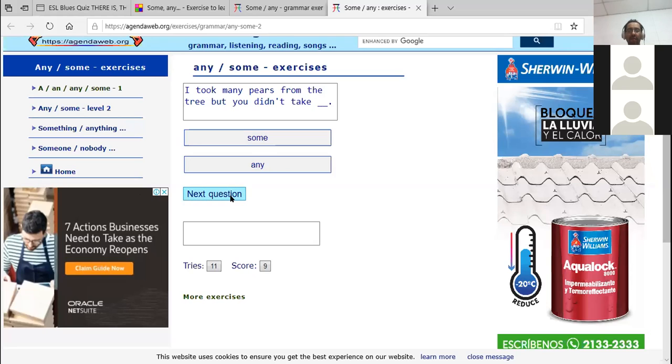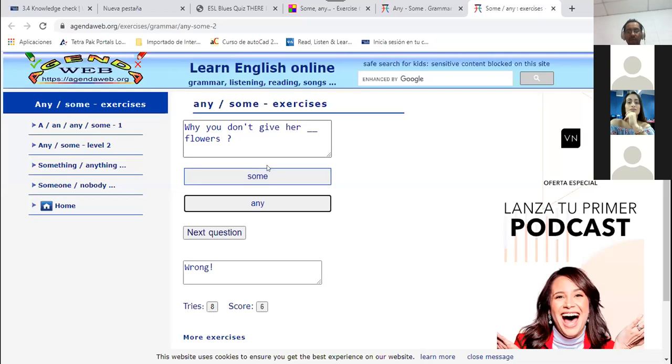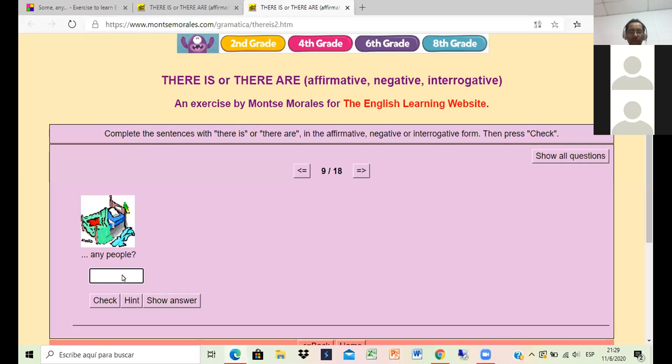I took many pears from the tree, but you didn't take any. His brother gave some stamps. Can I have any more? Is there any people? Yes. Are there? Aren't there.